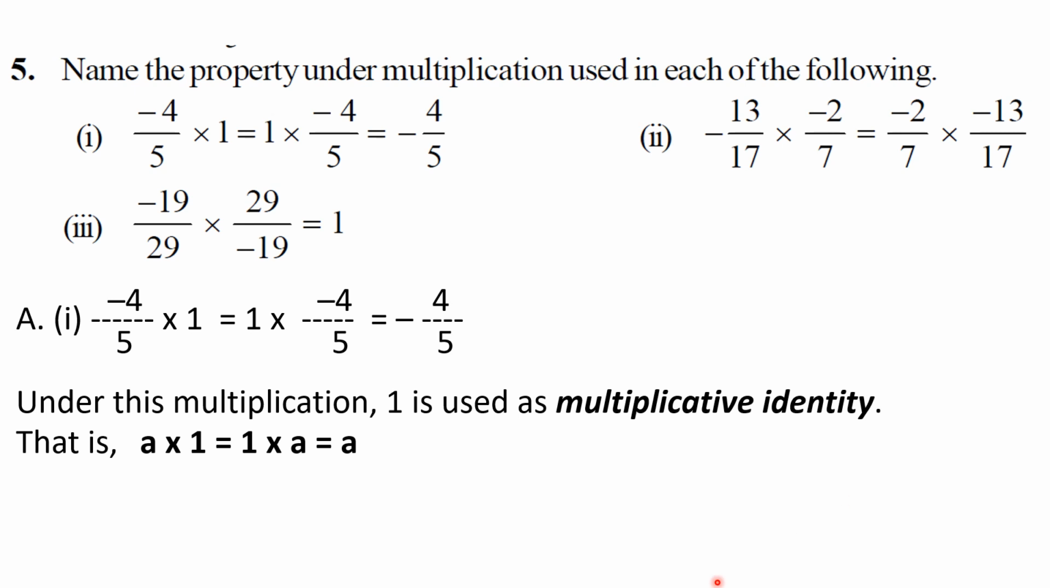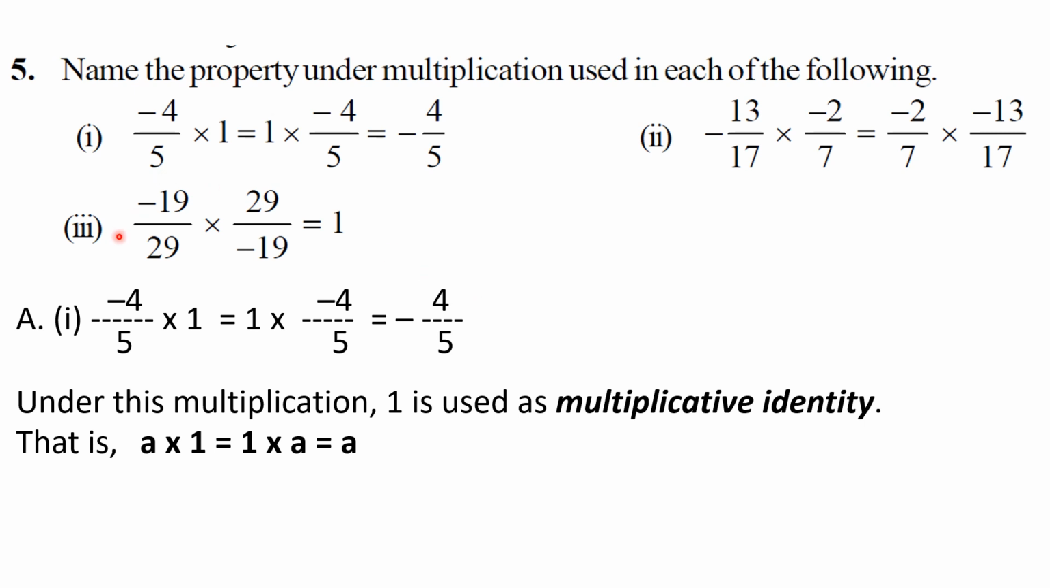Now we do question number 5. Can I name the property under multiplication used in each of the following? We must know the names of the properties like commutativity, distributivity, associativity. Then we have additive inverse, multiplicative inverse, additive identity, multiplicative identity. All these properties are very well explained in your chapter.